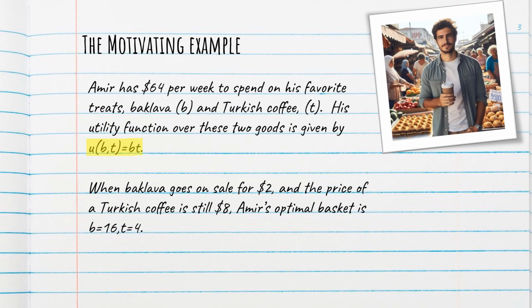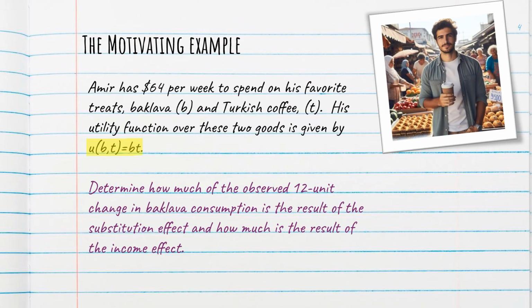When baklava goes on sale for $2 and the price of a Turkish coffee is still $8, Amir's optimal basket changes to B equals 16 and T equals 4. Our goal is to determine how much of the observed 12-unit change in baklava consumption is the result of the substitution effect and how much is the result of the income effect.